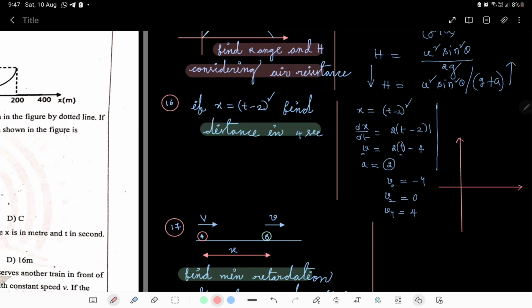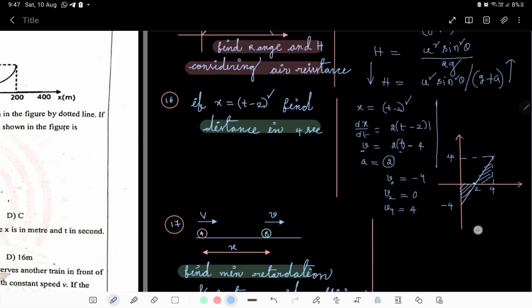So if I draw the graph, it might be like this, right? So this is minus 2, this is minus 4, and this is at time t equal to 2 seconds, and this is time t equal to 4 seconds, right? This is a 4, and find out these two areas to find out the distance. Find out these two areas, you will get an answer.